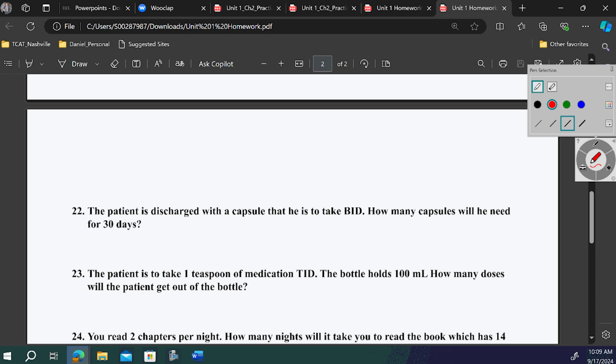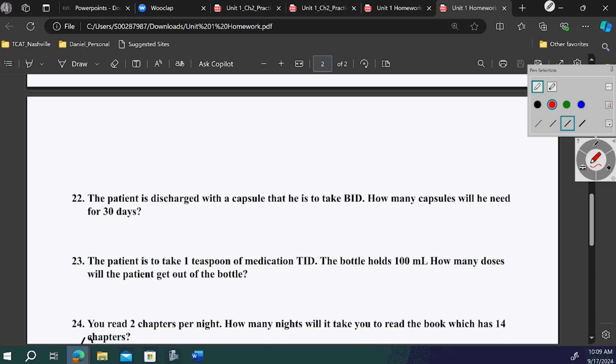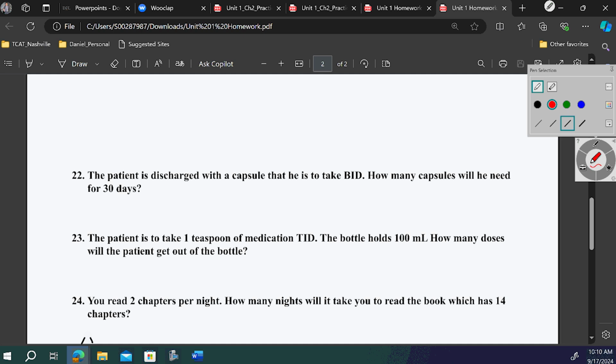So let me just stop for a second. 22, right? 22, patient discharged with a capsule that he is to take BID. How many capsules will he need for 30 days? See, there's where the BID would matter, right? So now this matters, twice a day. So that's 2 times daily. They get 2 doses a day, 2 divided doses a day. How many capsules will they need for 30 days?